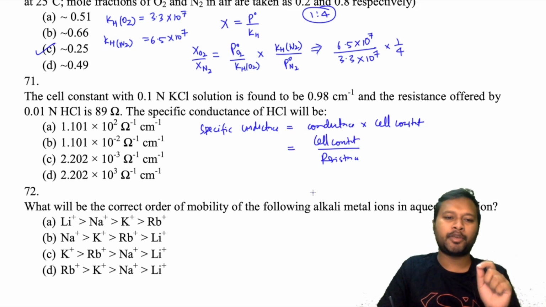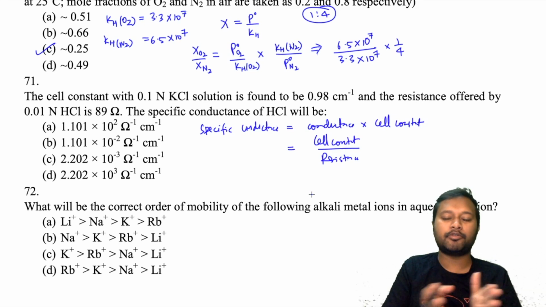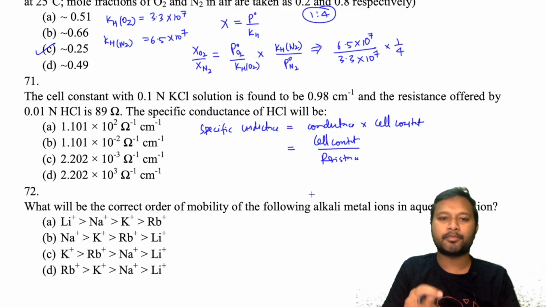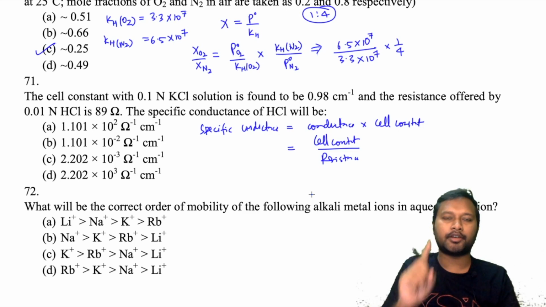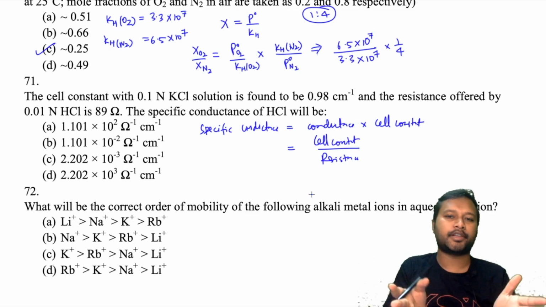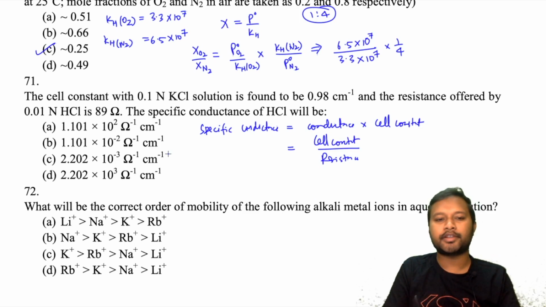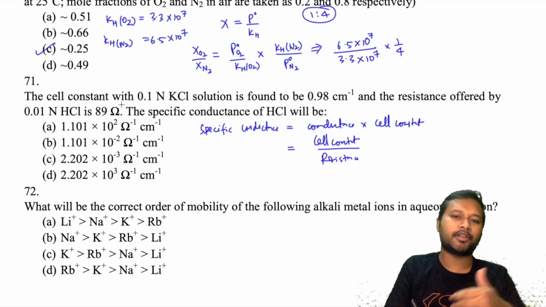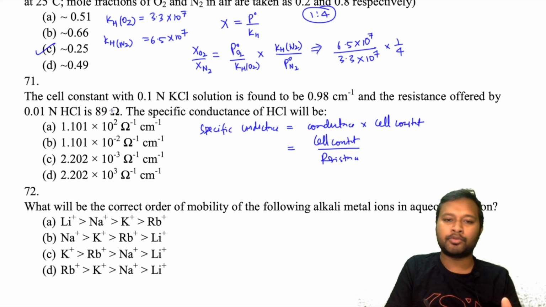Now one thing I want to make very clear: the cell constant does not change by changing the concentration, because the cell constant depends upon the electrodes which are used, the distance between the electrodes, and the cross sectional area. So it is not going to change with the concentration. That's where they try to confuse you. They have given you KCl and HCl, two different things in the solution, and they have also changed the concentration, but the cell constant is not going to change. So the cell constant will remain the same.